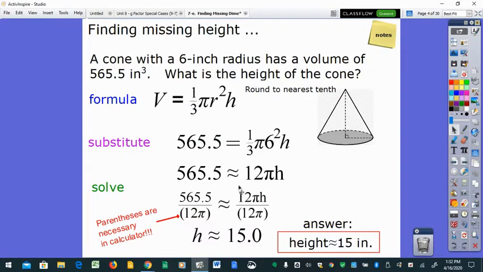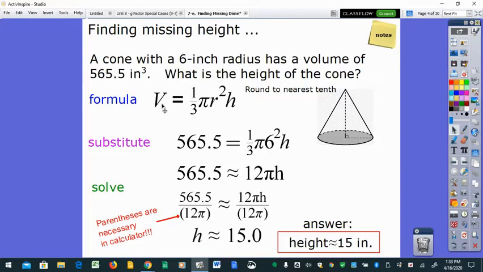So let's start with a cone. This one is all done out for you, so let's start by putting our formula. A cone has a radius of 6 inches and a volume of 565.5 inches cubed. What is the height? We're going to round to the tenth. First thing I'm going to do is get that cone formula written out, and I'm now going to take out variables and substitute in their values.